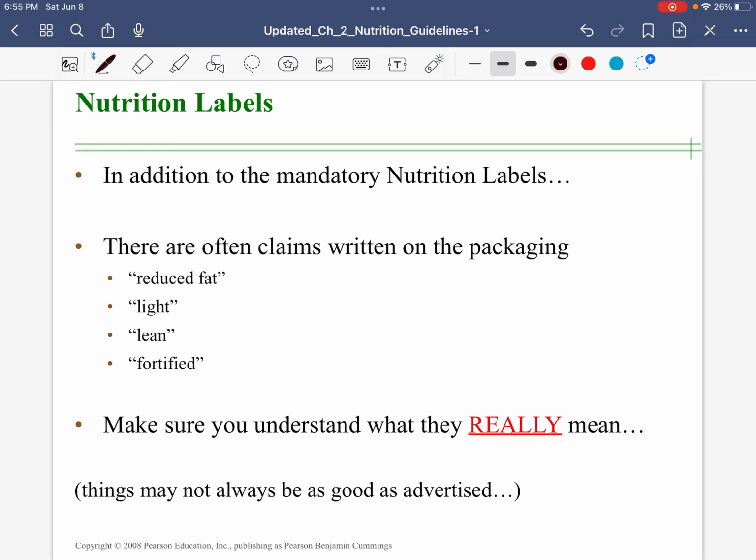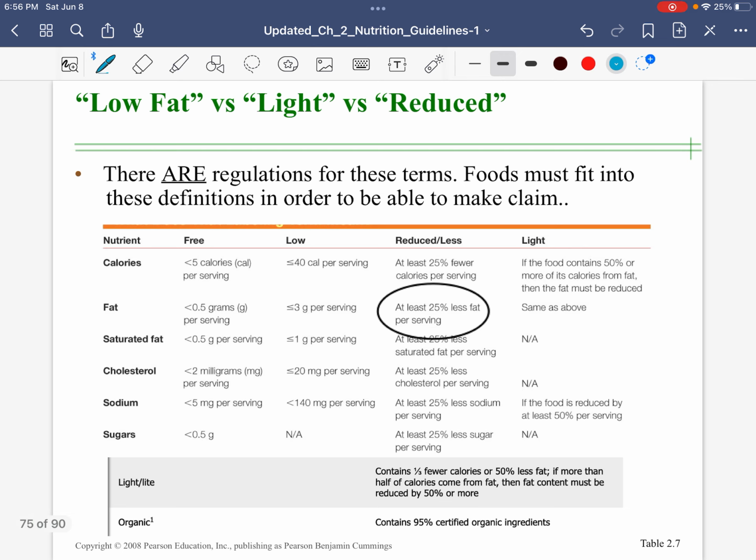Okay. In addition to understanding the basics of how to read a nutrition label, we need to understand claims. Because the advertisers, the food companies, they barrage us with low fat. This can lower cholesterol. This is fortified. What do all these things mean? Do they actually mean anything, or can these manufacturers put on the label anything they want?